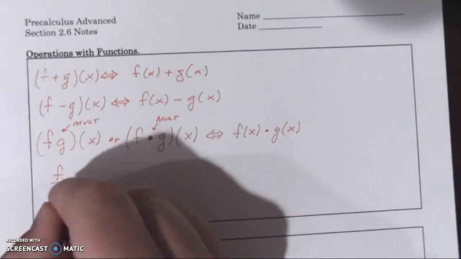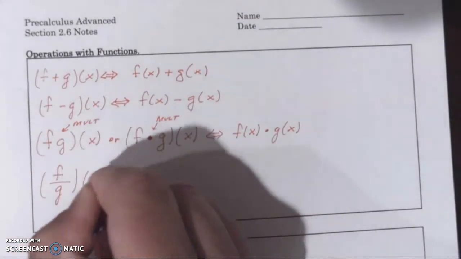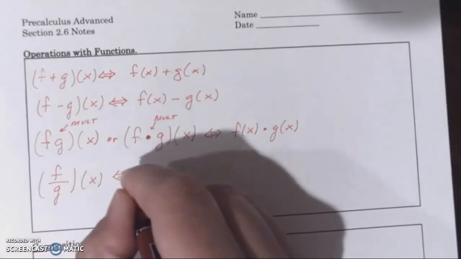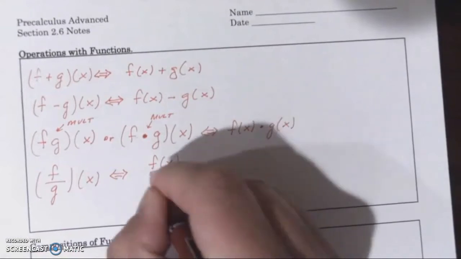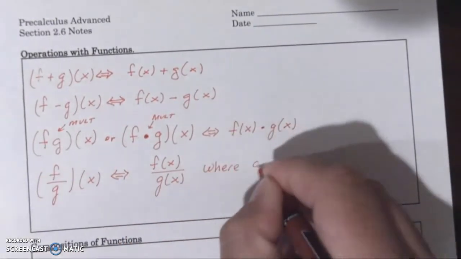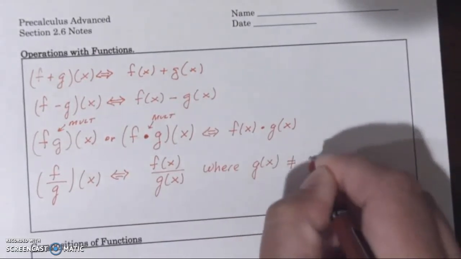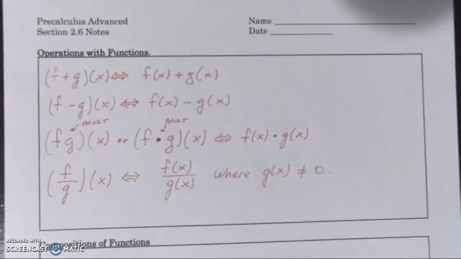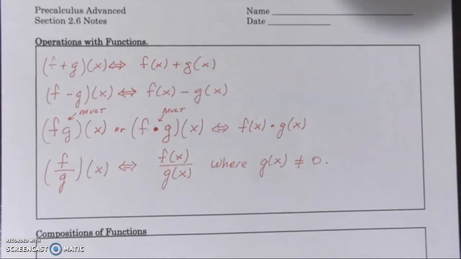And lastly, f divided by g of x is the same thing as f of x divided by g of x, where g of x does not equal 0. If g of x happened to equal 0, it would be undefined. We wouldn't be able to do that. Okay, pretty simple.